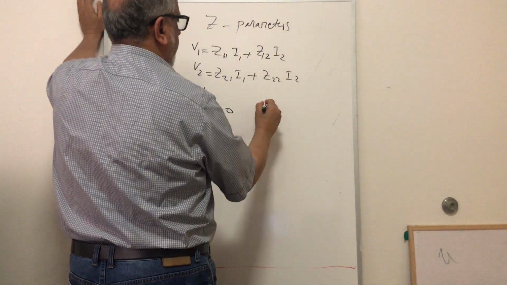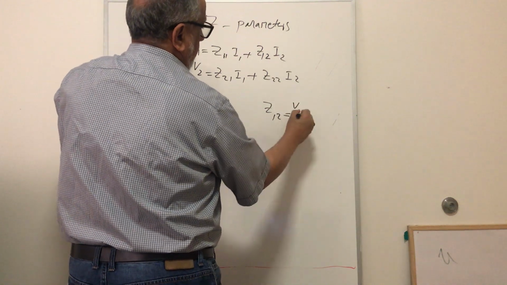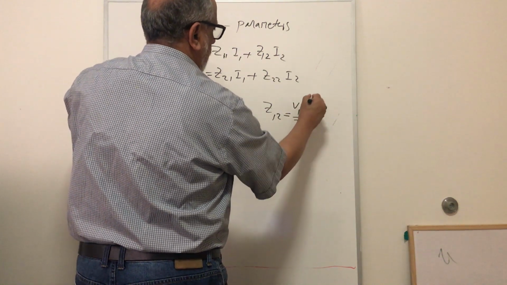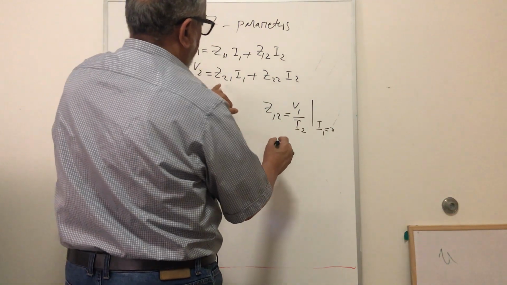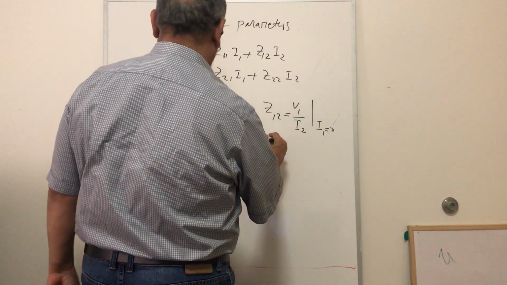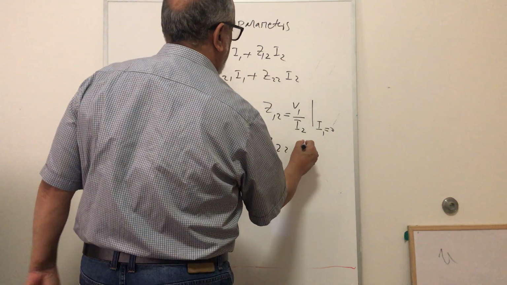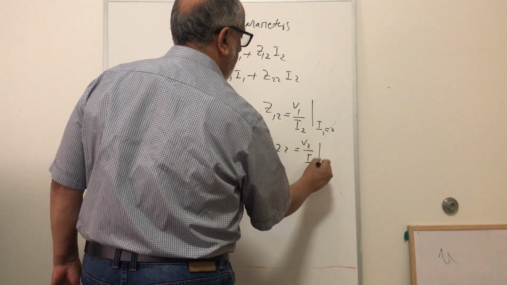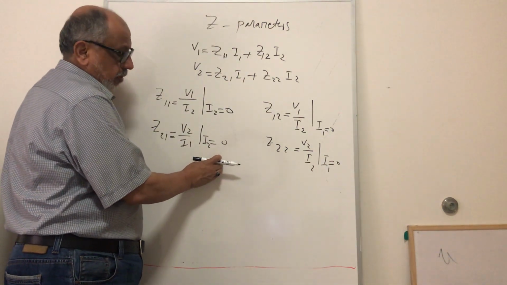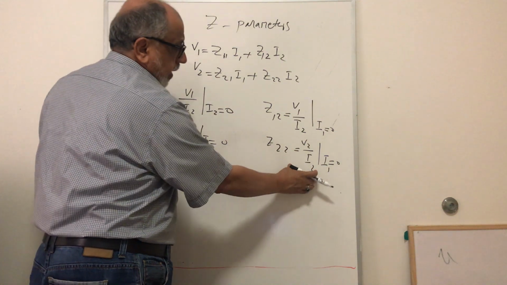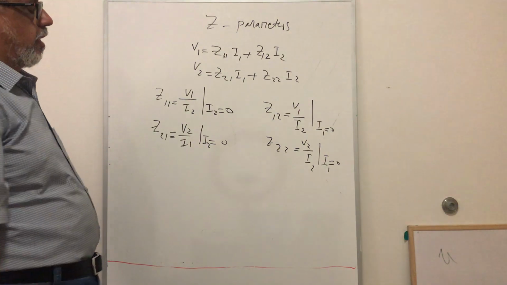For the other two, Z12 is equal to V1 over I2 when I1 equals 0, and Z22 is equal to V2 over I2 when I1 equals 0. Here we make I2 equal to 0 by setting it open circuit, and here we make I1 equal to 0 by setting I1 open circuit. That will give me the Z parameters.